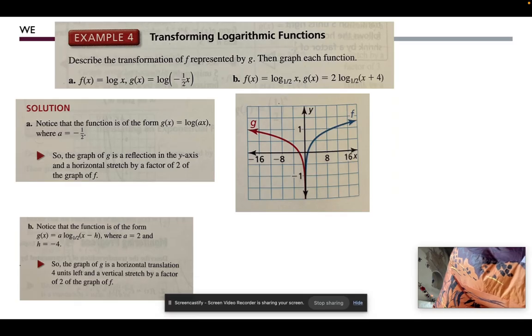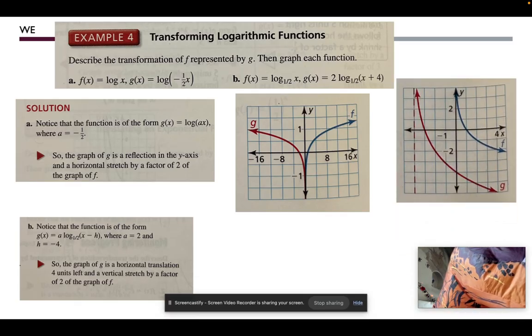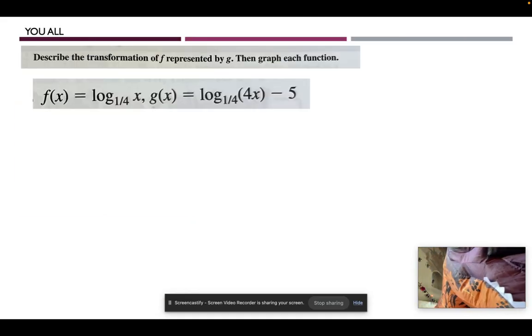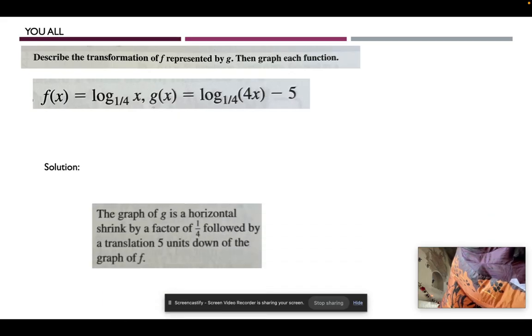Okay, and then for our second one, having that 2 out in front, and then a +4, that's going to be a horizontal shift to -4. That's going to be where the vertical asymptote is, and then you're going to wind up with a graph that looks like that. Why don't you pause this, give it a try, see if you can figure this one out, and here's what it should look like.